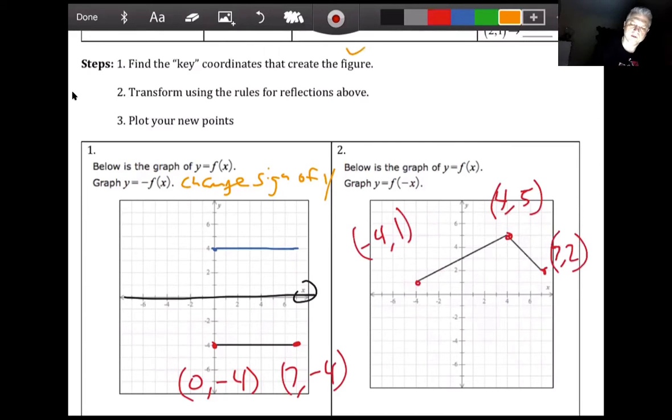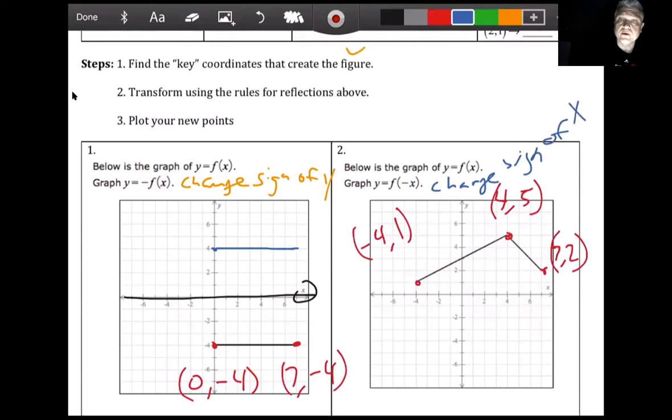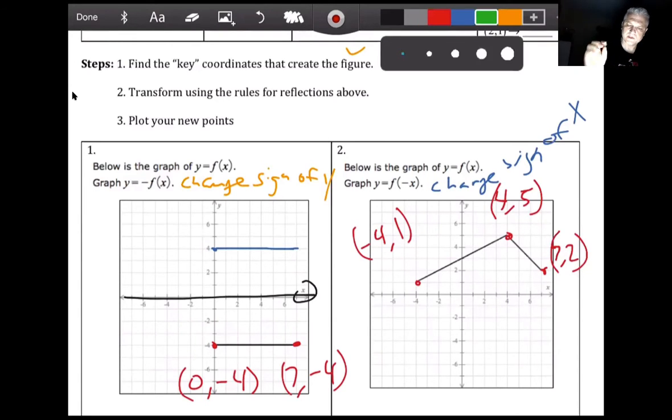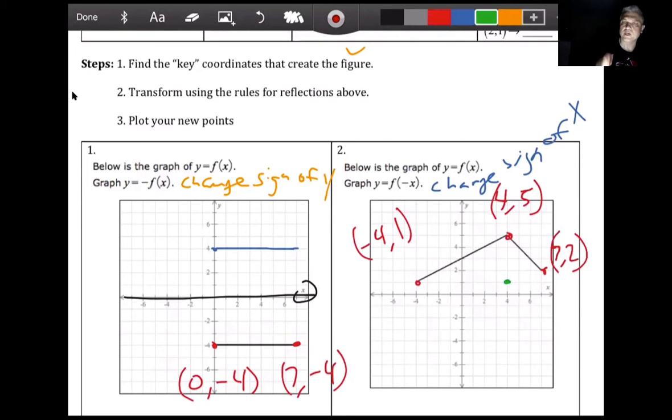Next, we want to transform using the rules for the reflections. The rule is when the negative is inside with the x, we change the sign of x. All we're going to do is change the sign of x. So let's look at this point right here, -4, 1. If we change the sign of the x, it becomes +4, 1. Let's put this in green so everyone can see it. So +4, 1 is right here. We have changed the sign of that x.